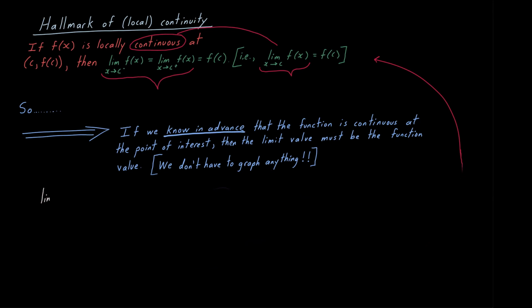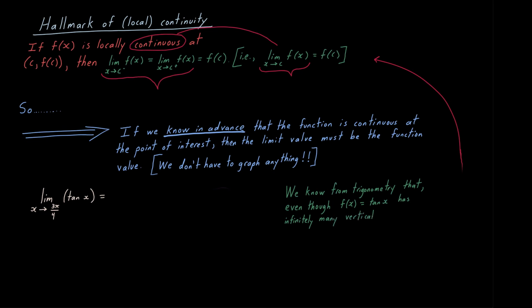Now, what if we have a function fellow who is not so well behaved? In fact, let's pick a very misbehaving function, tangent of x. We say he's misbehaving because he has infinitely many vertical asymptotes. But those vertical asymptotes only ever occur at odd multiples of pi over 2.